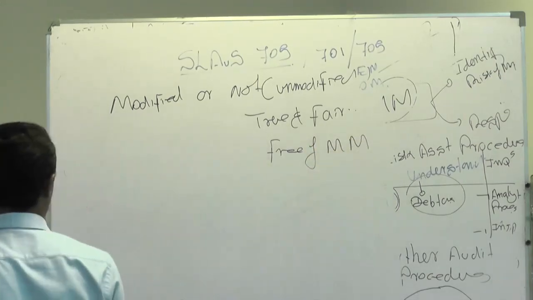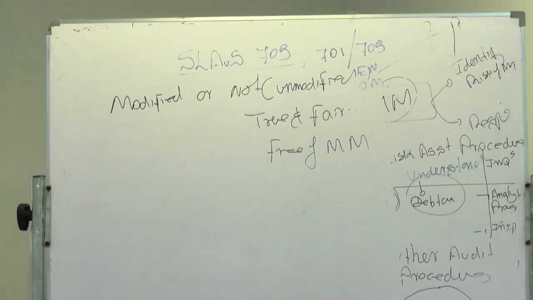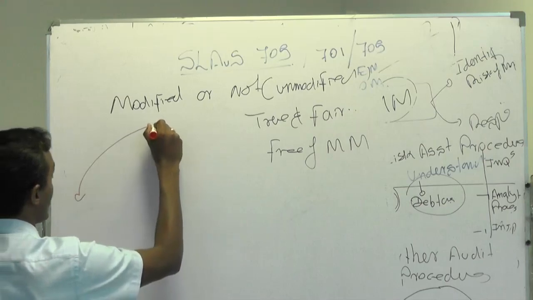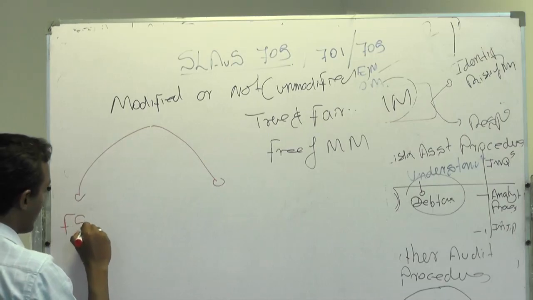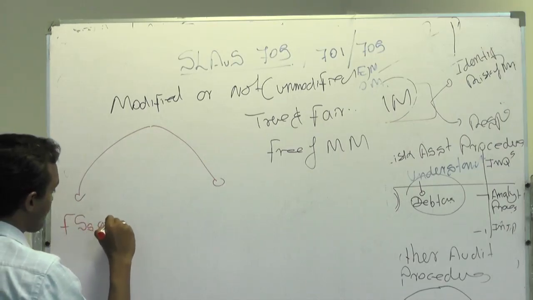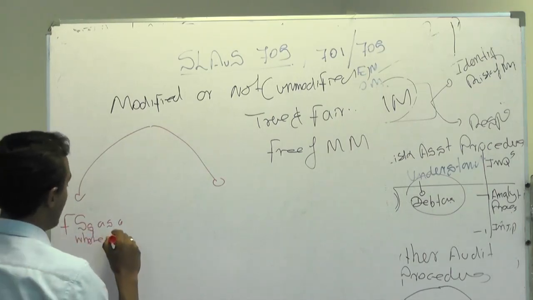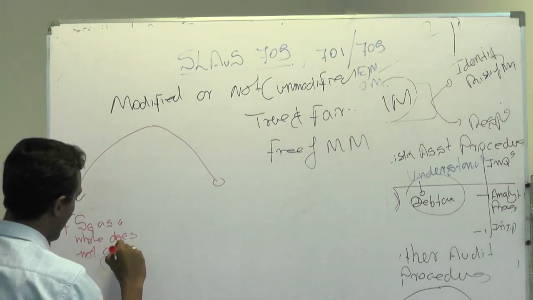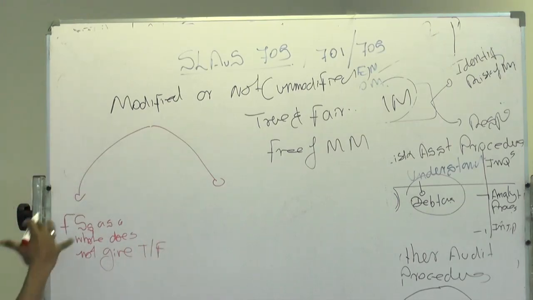Material misstatement. So, what I want you to know, the modified opinion is what? It is very important you understand these two. Modification can arise from these two reasons. One is a reason where financial statements as a whole do not give true and fair view. Anything which will affect true and fair view, you can put under one category.